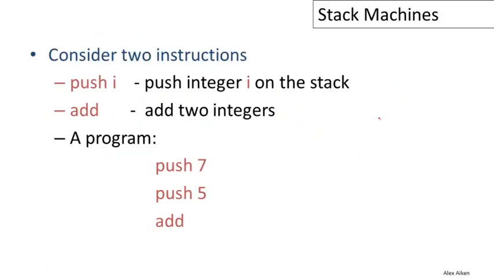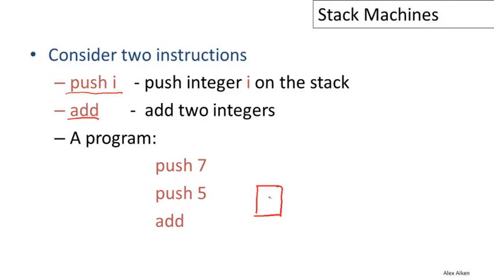So now let's think about how we could program a stack machine. Let's have a language with just 2 instructions in it. We can push an integer onto the stack, and then we have the operation add, which will add the 2 integers at the top of the stack. And now let's take a look at this program, which pushes 7 and then pushes 5 and then does an add. Let's think about how this program would work.